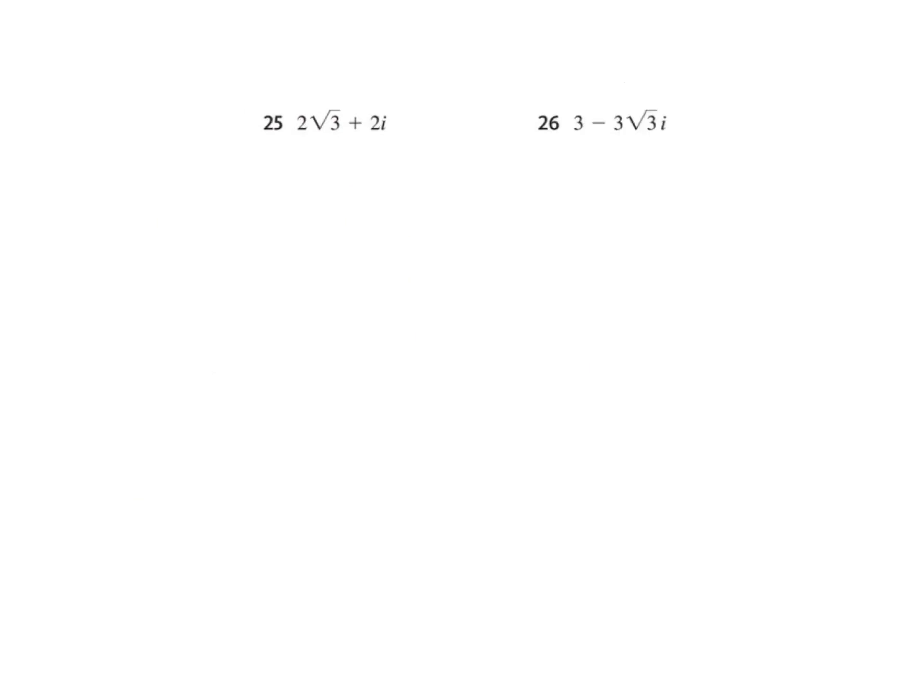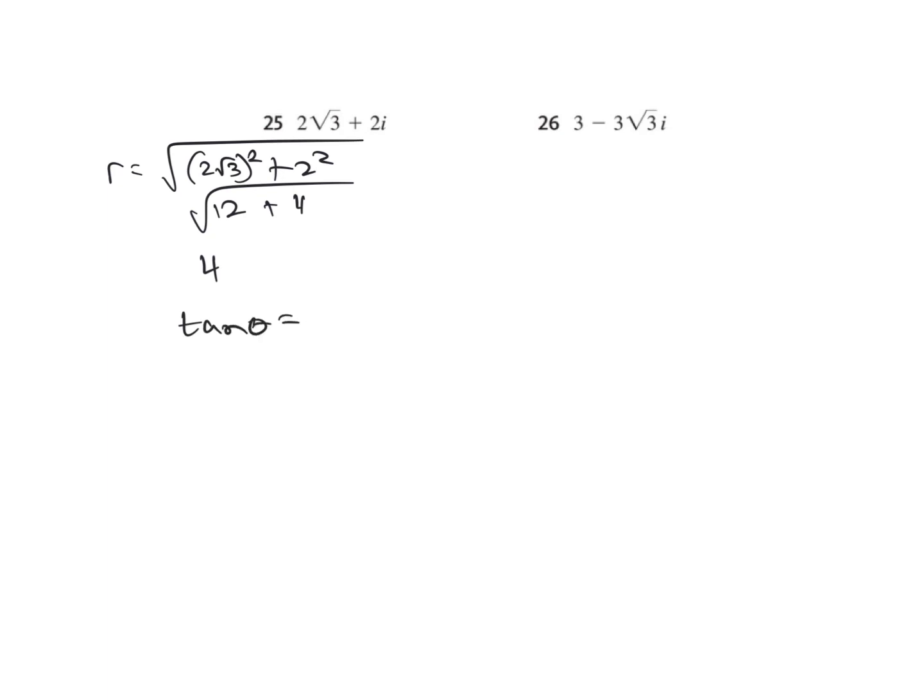Alright, 25. Again, r is equal to the square root of 2 square root of 3 squared plus 2 squared. So 4 times 3 is 12, plus 4 is 16. The square root of 16 is 4. So tangent of theta is 2 over 2 square root of 3. And again, look what we have. So that's 1/2 over square root of 3 over 2.